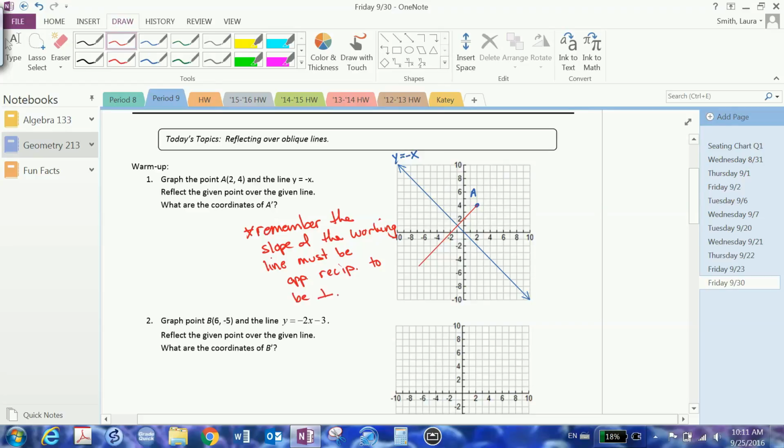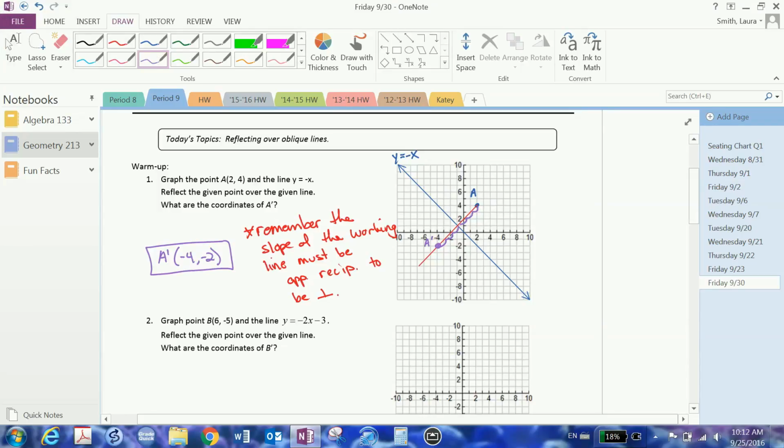All right. So now I feel like it's just as much as saying, okay, how far is A to the working line along this slope? Well, I've gone along the slope 1, 2, 3. So if I follow 1, 2, 3, that should be where A prime is. So A prime has the coordinates of (-4, -2). See what I did there?